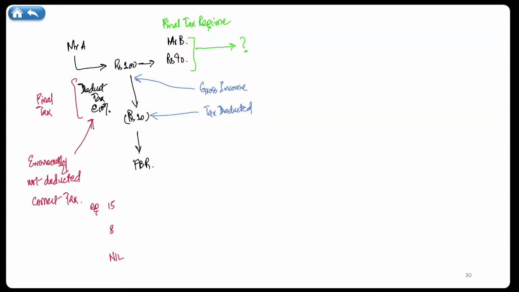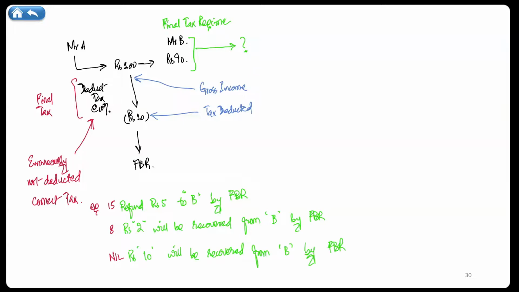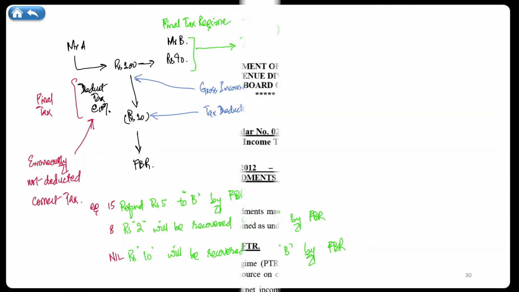If any excess amount has been deducted by Mr. A, the excess will be refunded to Mr. B. And if any short amount was deducted, then Mr. B will be required to pay the short amount of tax to FBR. The income will remain in the final tax regime. Let's go back to the PDF file of the circular. You can pause the video to read it.